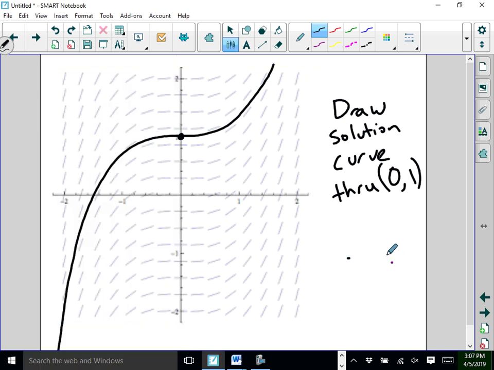If you take a look at that solution curve, what does that graph look like? Well, it looks like the graph y equals x cubed. So maybe the solution to our differential equation is a y equals x cubed solution. Let's try it through another point. I'll use a different color. This time let's try the point 1, 0.